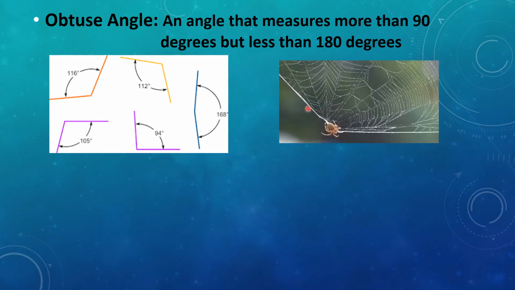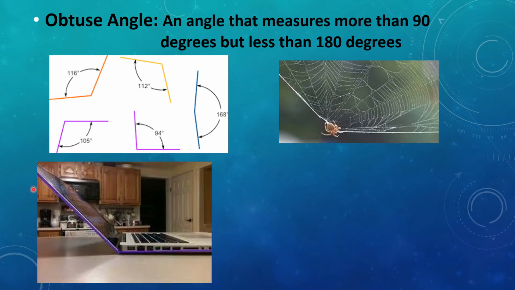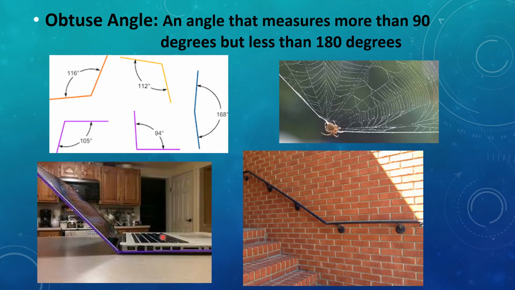Here you can see a web where the center or the vertex of the angle formed is here, a spider, and this is known as obtuse angle. Next, a laptop. Here you can see an obtuse angle is formed. Next, a railing. Here you can see an obtuse angle is formed.